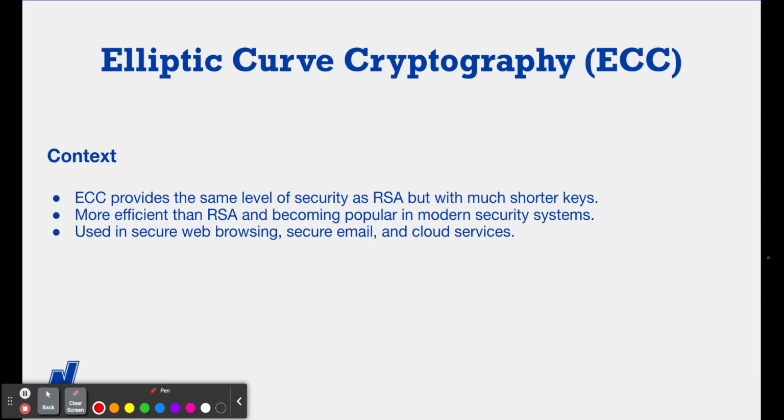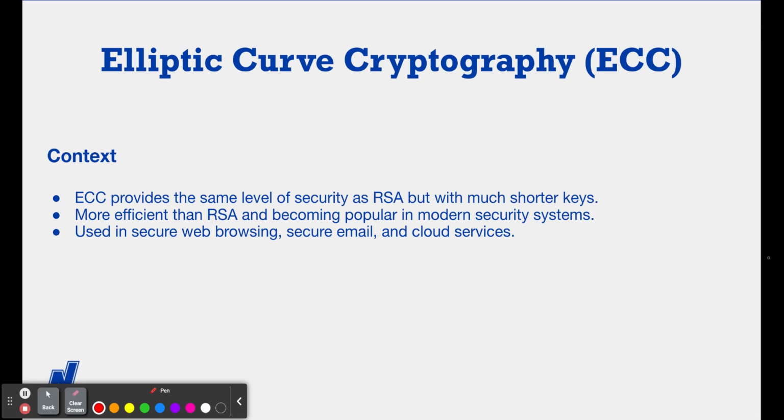Perfect. Next, we're going to go on to what is called elliptic curve cryptography, or ECC, as you will hear me refer to it. ECC is a type of public key cryptography that uses the mathematics of elliptic curves to provide strong security with relatively small key sizes. This makes ECC more efficient than RSA because it can achieve similar levels of security with shorter keys, meaning it requires less computational resources.